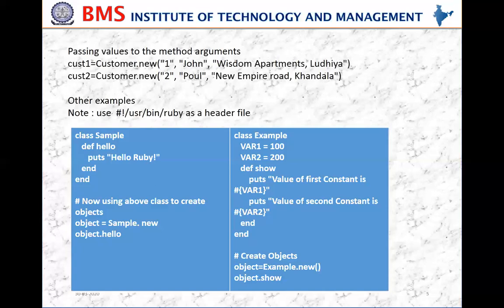Similarly, customer2.id, customer2.name, customer2.address. That means cust1.id, cust1.name, cust1.add.